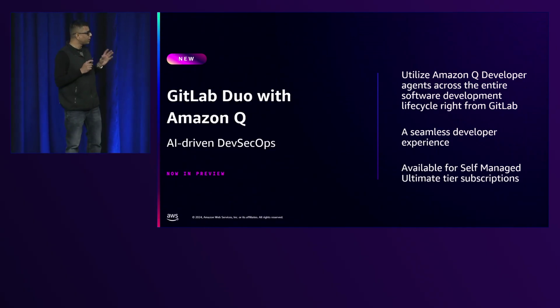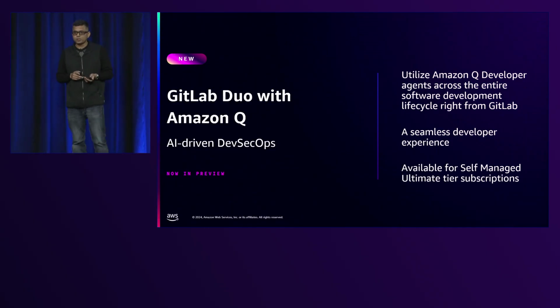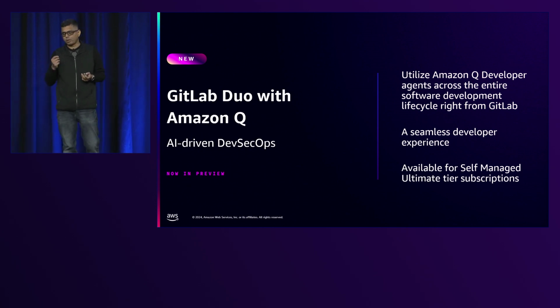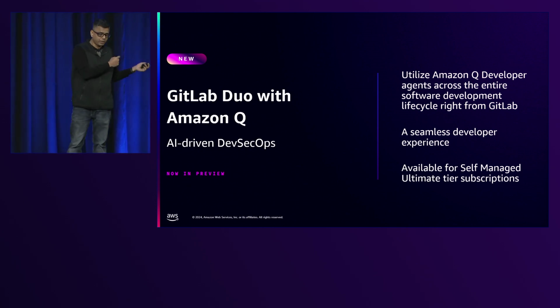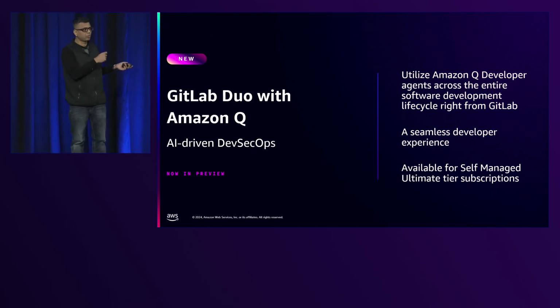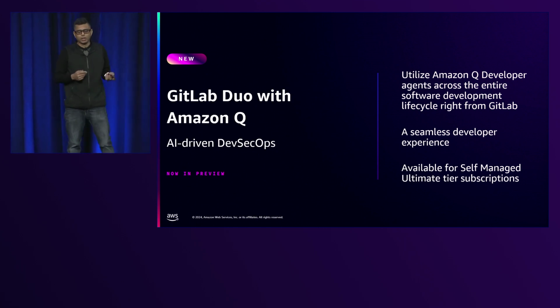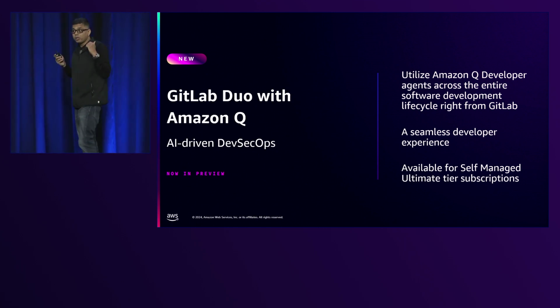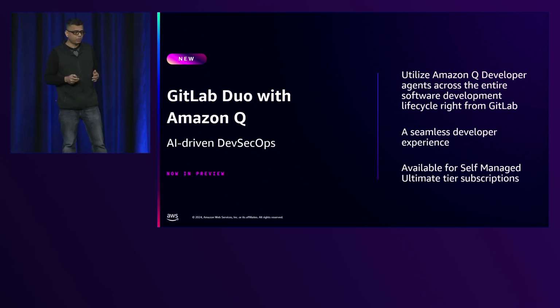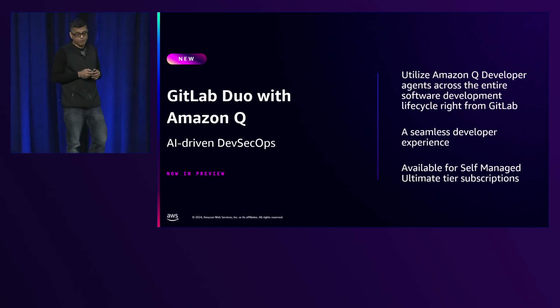So with all these three agentic capabilities that we launched, another feedback that we got from our customers is, and by the way, all the demos that I demonstrated were in the IDE as the modality, right? Our customers have said, can you make all these capabilities available within my DevSecOps platform? And we are thrilled to announce the preview of GitLab Duo with Amazon Q.